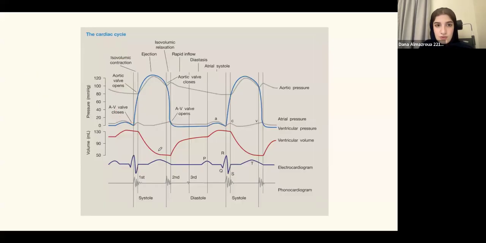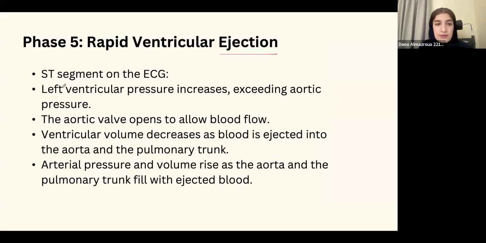Now let me just read the slide to make sure I said everything. Of course, this is represented as an ST segment on the ECG. We said the ST is between the QRS complex and the T wave. It's between the depolarization and the repolarization. So the ventricles did not relax yet, so they're still contracting. It makes sense. The ventricular pressure increasing. Yeah, we said that. The aortic valve opens, volume decreases. We've seen that. Arterial pressure and volume rises. We've seen that as well.